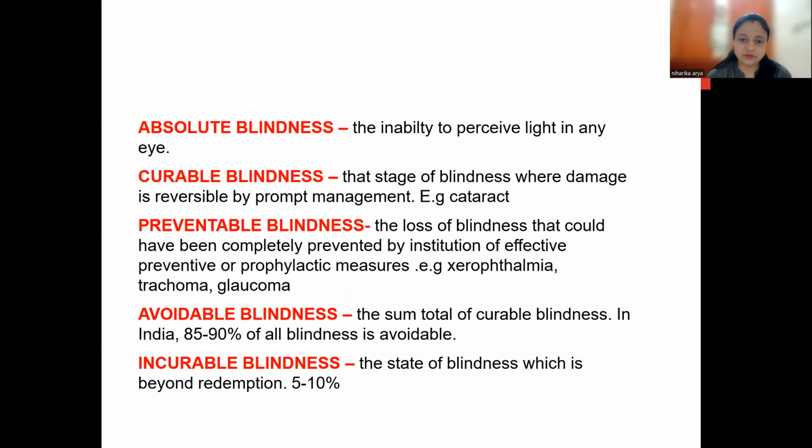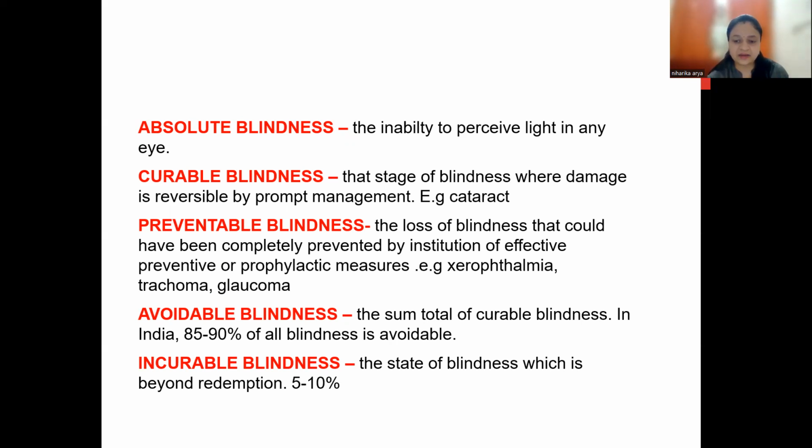Next is absolute blindness, the inability to perceive light in any eye. So this is absolute, or complete, blindness, where there is no perception of light in that eye. Curable blindness is that stage of blindness where damage is reversible by prompt management, for example cataract. So curable blindness means the cause of blindness can be promptly managed.